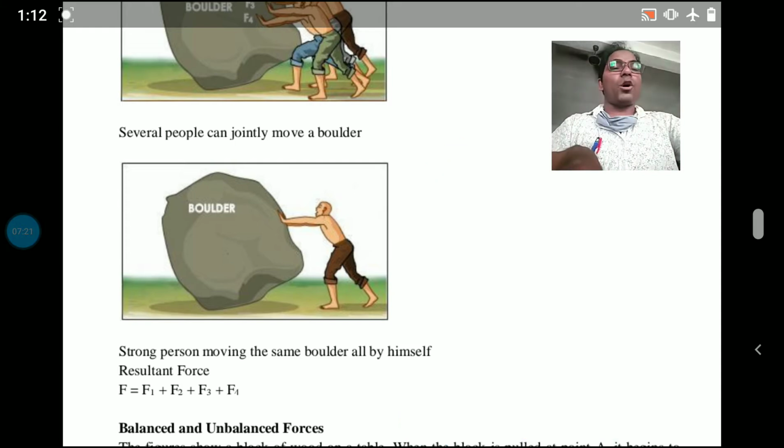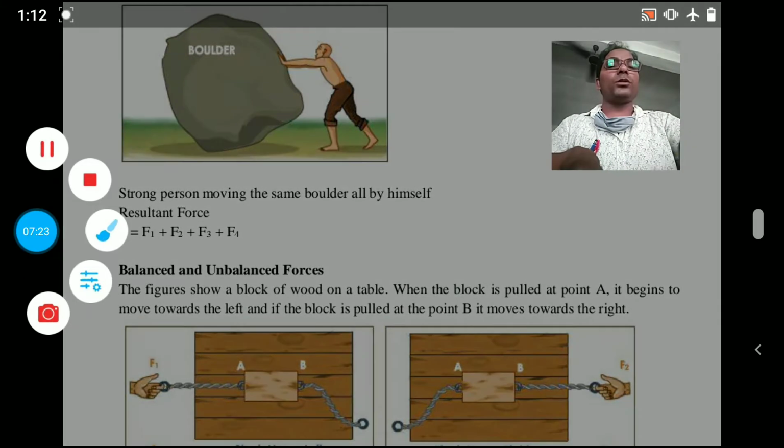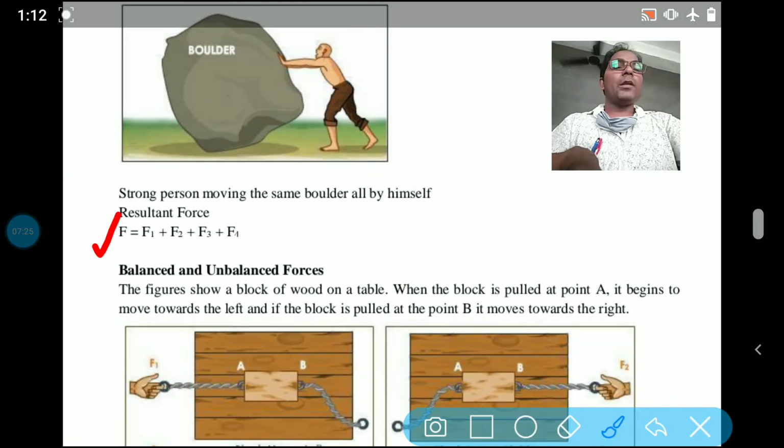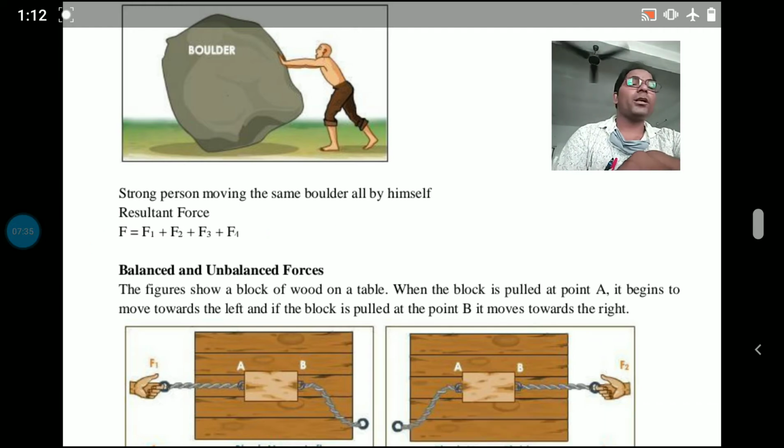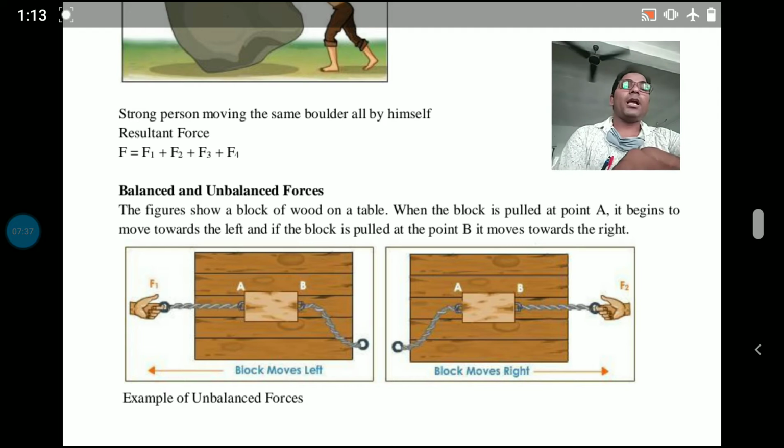Now the force of all the four persons is equal to the one force. This force is equal to all these four forces. So this F is called the resultant force. Hope you understood. And students, next one.